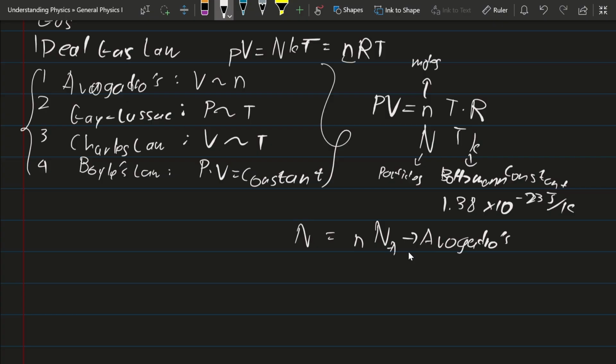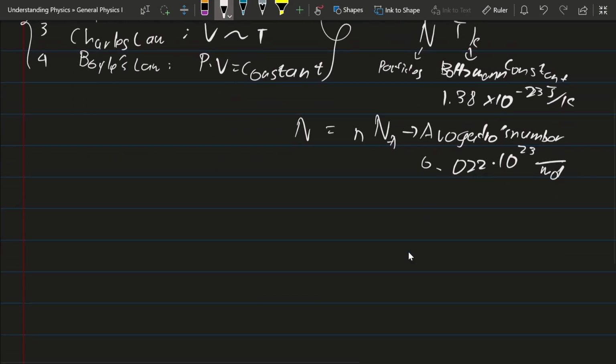Avogadro's number, which is 6.022 times 10 to the power of 23 per mole. So 1 mole contains 6.022 times 10 to the power of 23 particles.